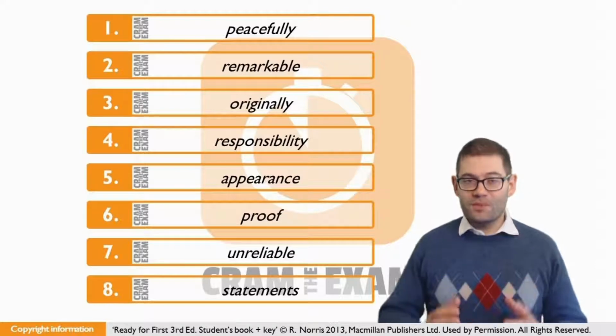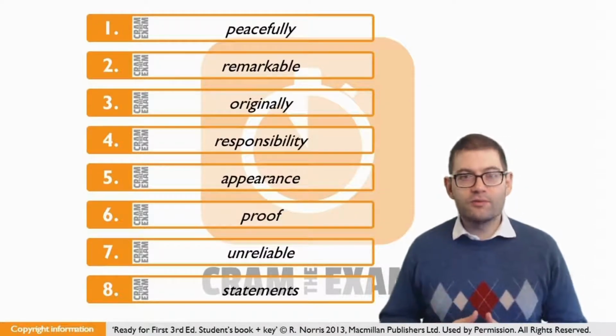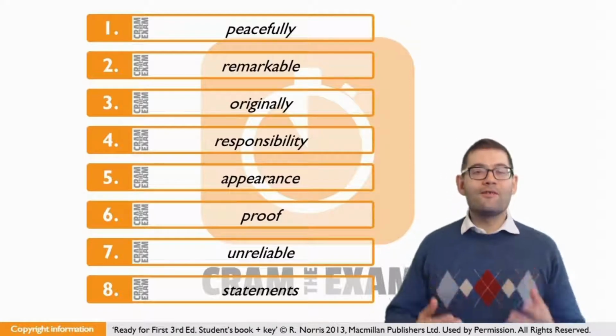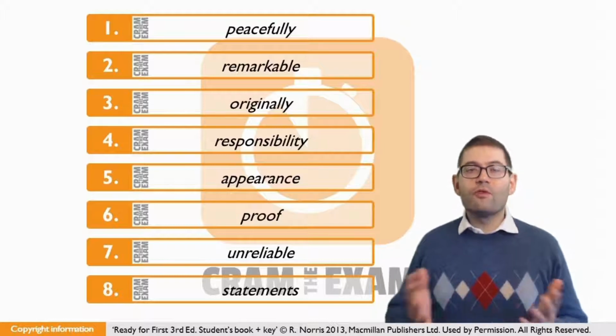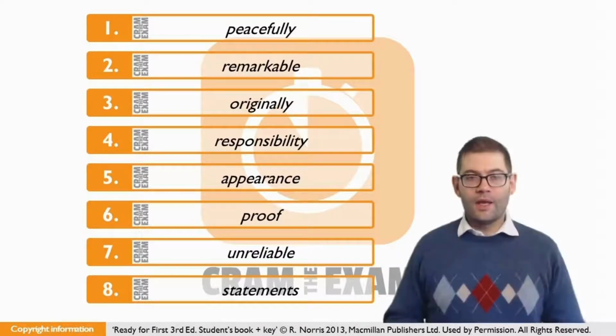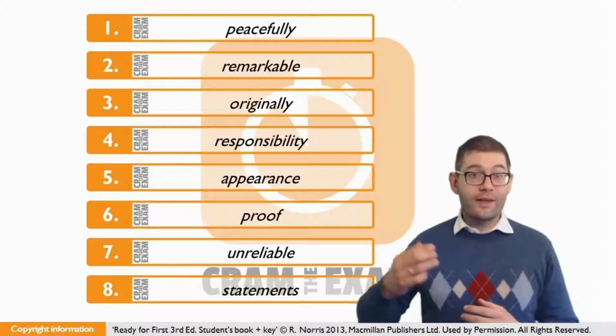For question number 2, just before the gap we've got the article, just after the gap we've got the noun to which the article refers. So what do we need here? We of course need an adjective to modify the noun. What's the adjective? Remarkable.